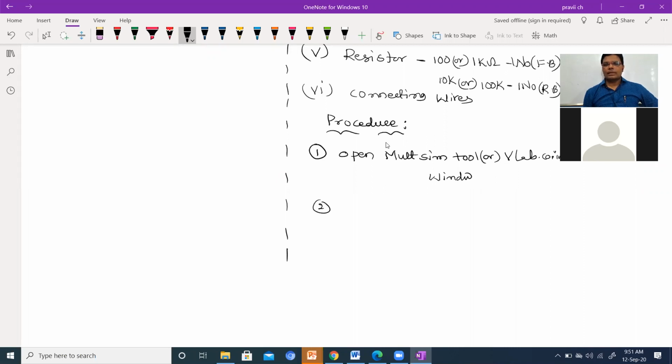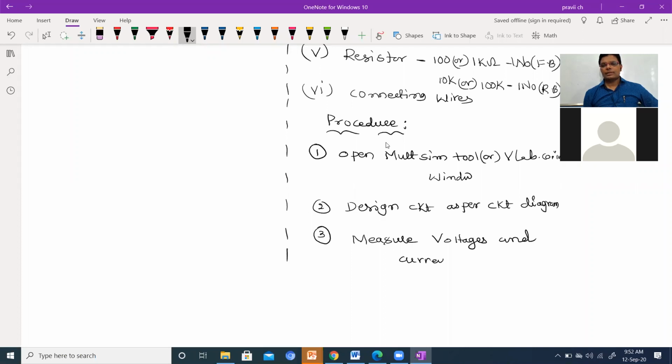Second one, design the circuit as per the circuit diagram. Third one is measure voltages and currents with the use of a voltmeter and ammeter. Please note down all this.